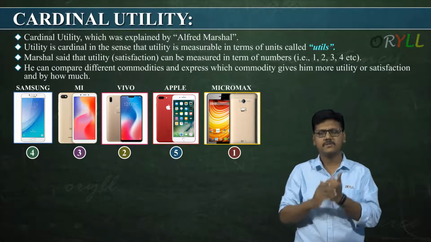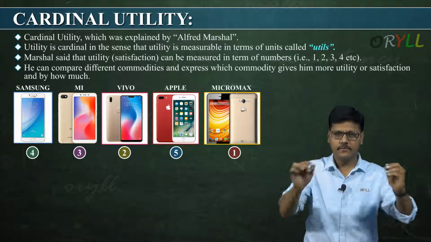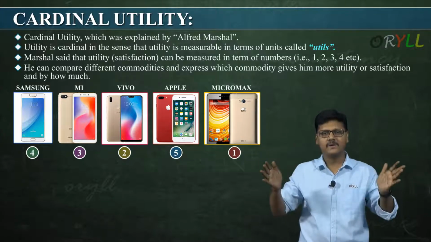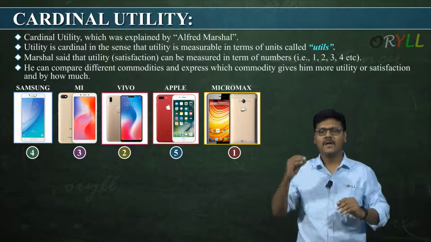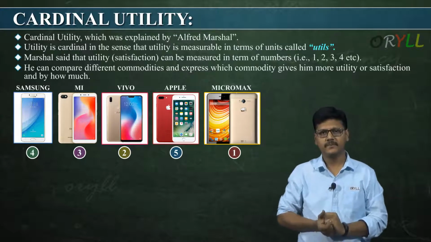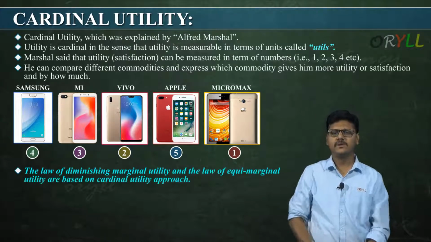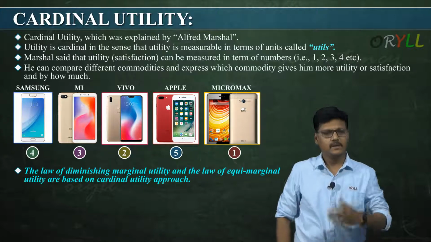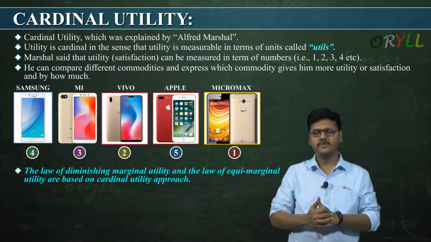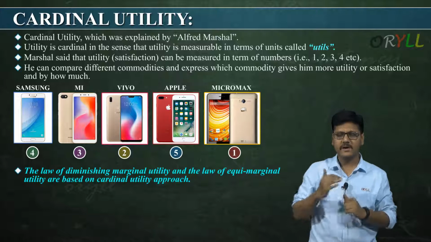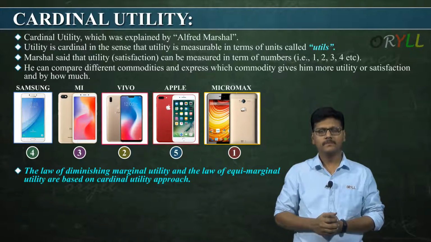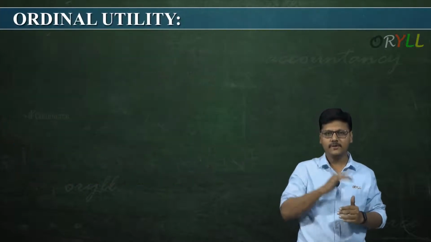You have expressed your satisfaction levels in numbers, that is 1, 2, 3, 4, 5. So it is called expressing the satisfaction in cardinal numbers. This kind of approach is called the cardinal utility approach, and it is given by Alfred Marshall. So the law of diminishing marginal utility, which is a very famous utility concept in economics, is based on this cardinal utility approach. And the law of equimarginal utility is also based on this cardinal utility approach.